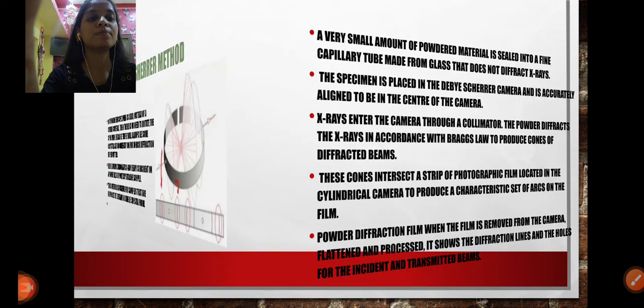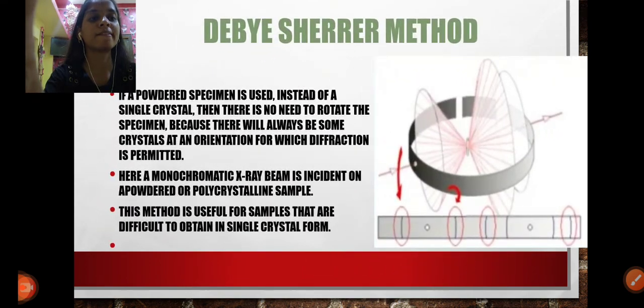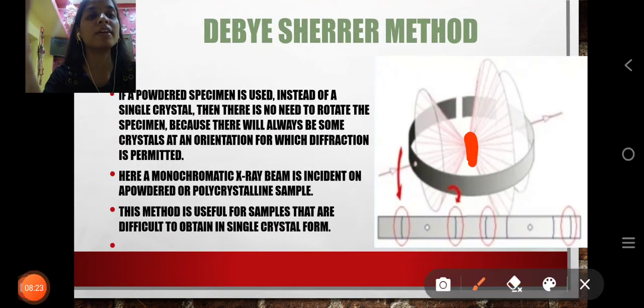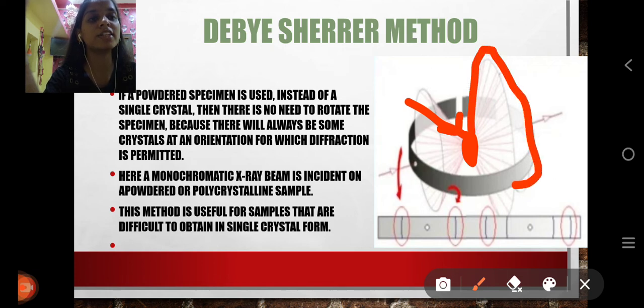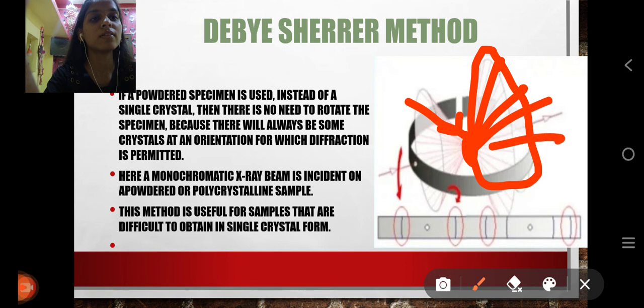Now consider there is a small capillary present. In this, the powder sample is present. When the incident beam falls on this powder, it is diffracted in various directions. It forms a cone. This method is called the Debye Scherrer method.